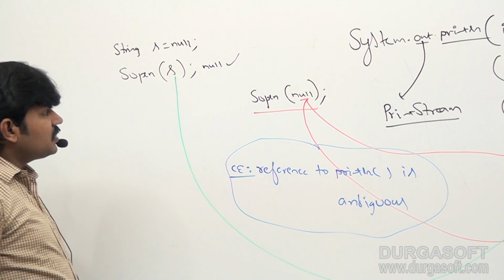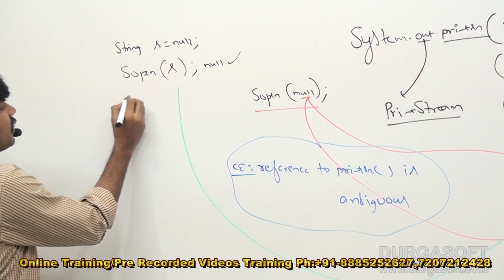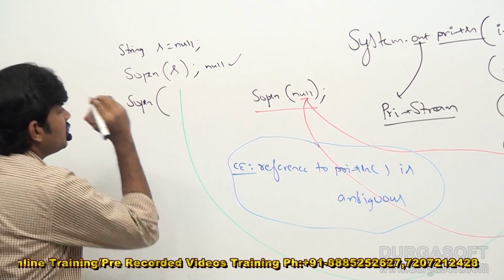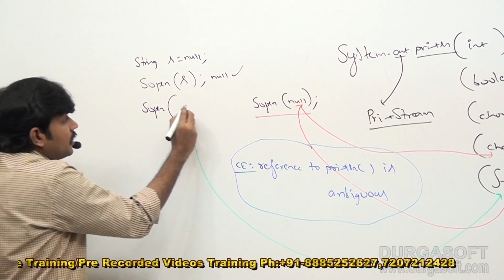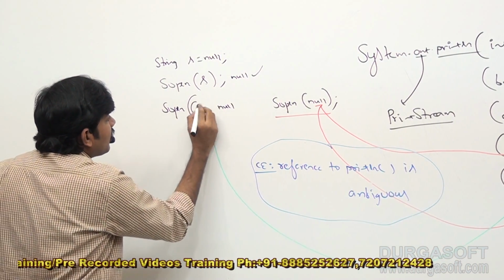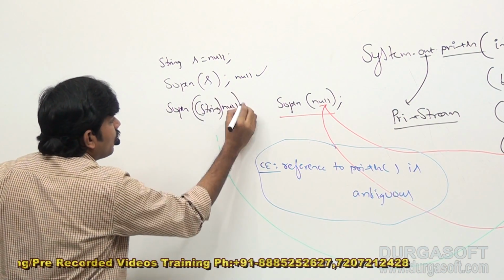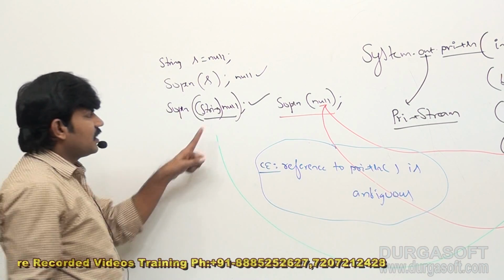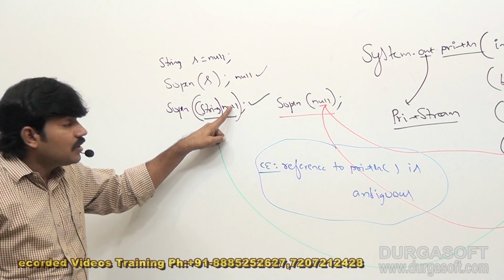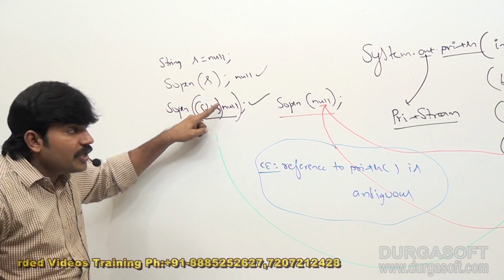Sir, instead of that, you can even specify it like this, no problem at all. System.out.println, here null, I am trying to typecast to String type. Then automatically, sir, this is the string value null.